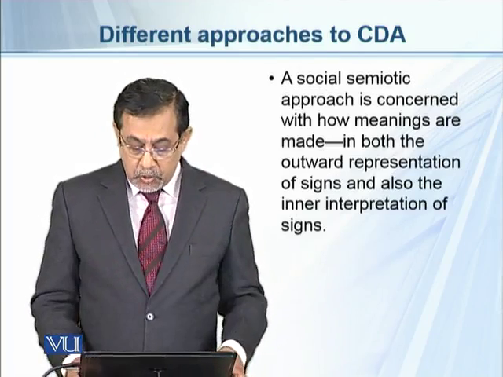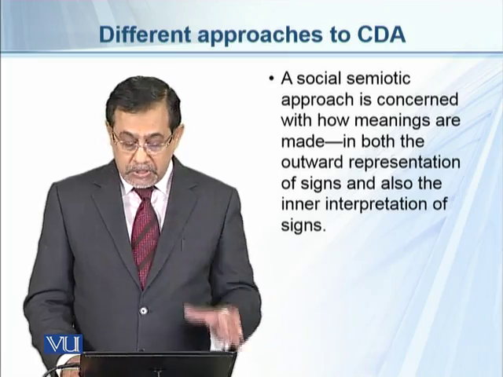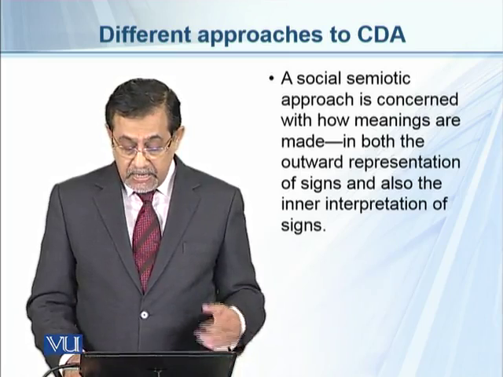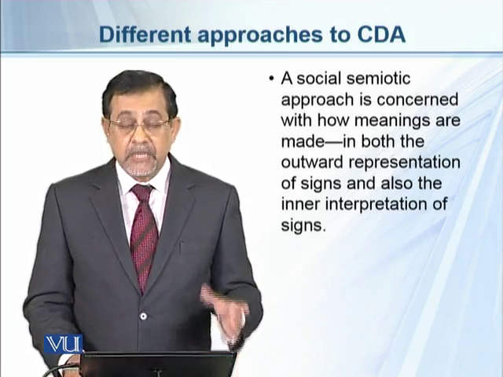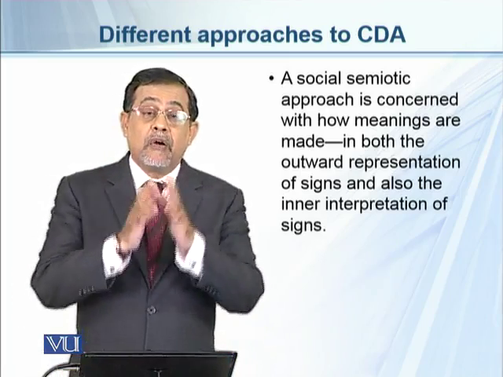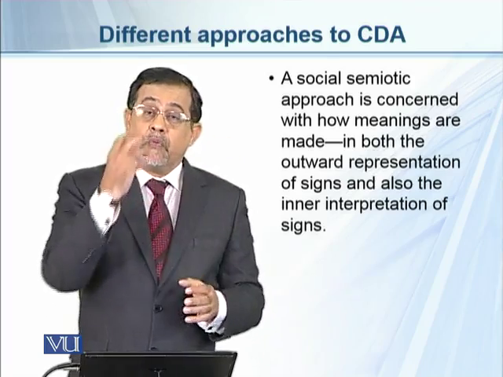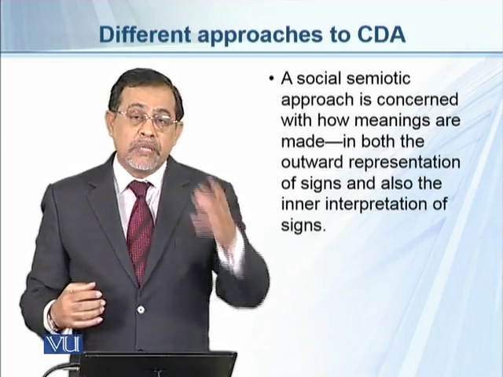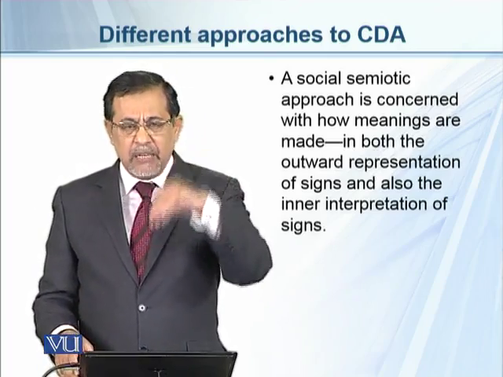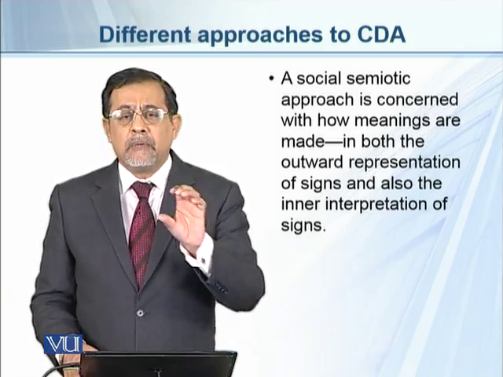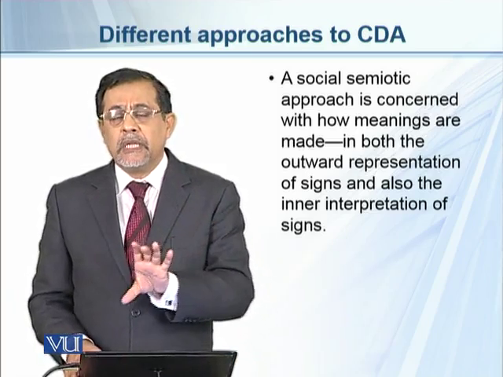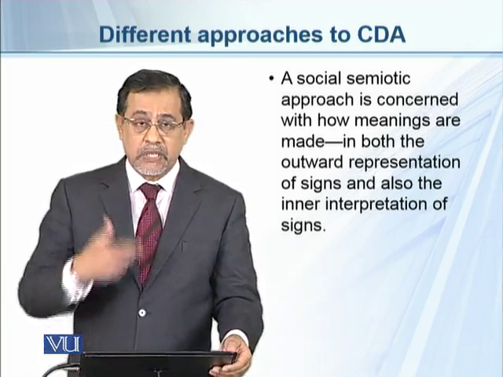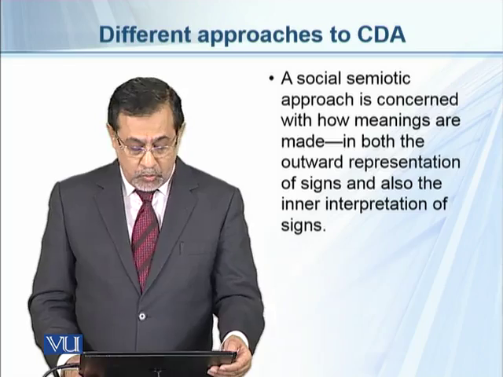He has a social semiotic approach, and his approach is concerned with how meanings are made in both the outward representation of the sign and also the inner representation of the sign. When we look at a visual, what meaning do we get from it, and what actually was the inner meaning, or the subjective meaning, of the person who made that visual? So he tries to understand the discourse through these two ways.